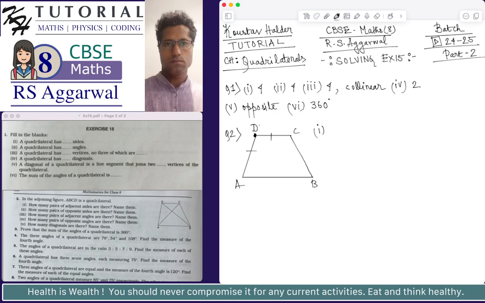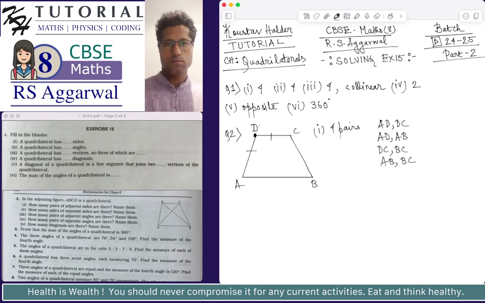So it is asking how many pairs of adjacent sides are there. So there are four pairs, okay, and we have to name them. So we can say one is AD and DC, another one is AD and AB, another one will be DC, BC, and another one will be AB and BC. So these are the four pairs of adjacent sides.